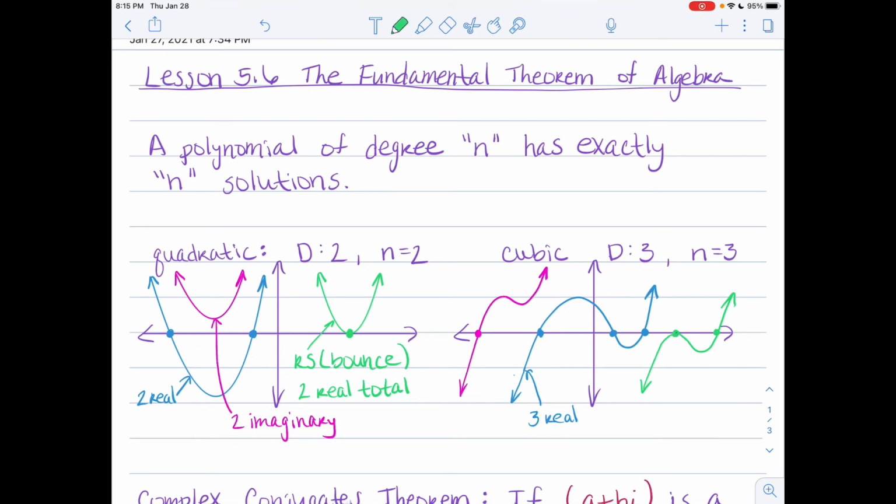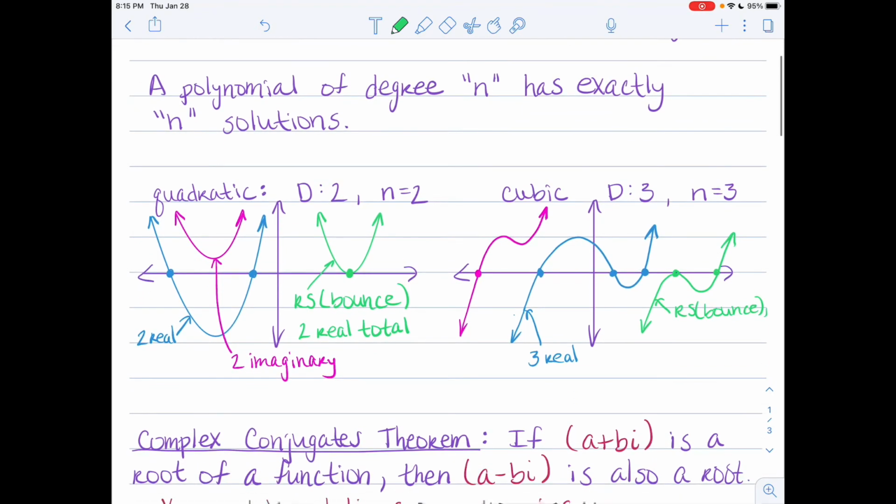So I have a repeated solution, which is a bounce, and I have 1 crossing, where I just cross the x-axis here. So total, we have 3 real solutions. So 3 real total. Finally, on my pink graph, I see 1 solution, so I have 1 real solution, and I must have 2 imaginary solutions.